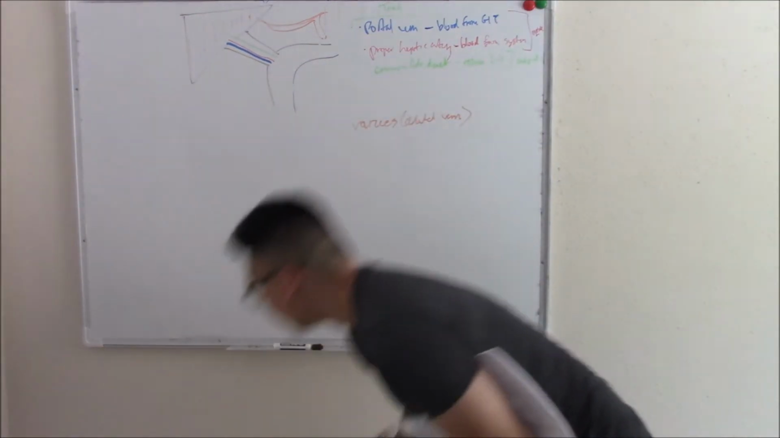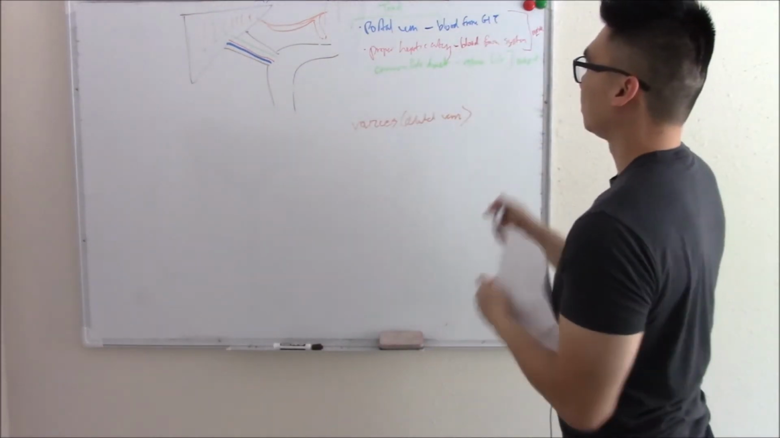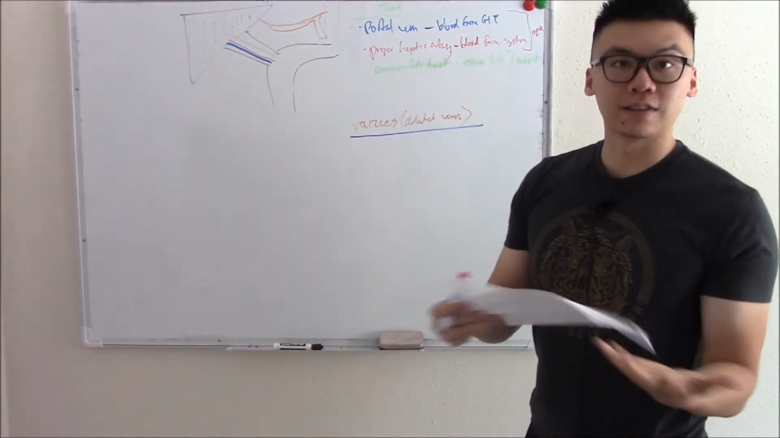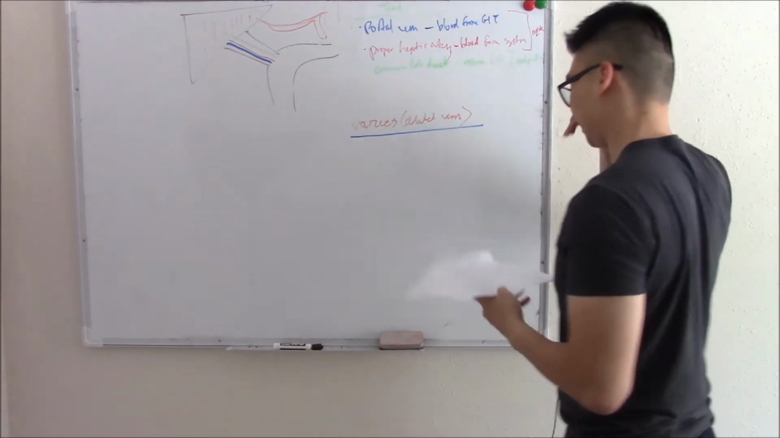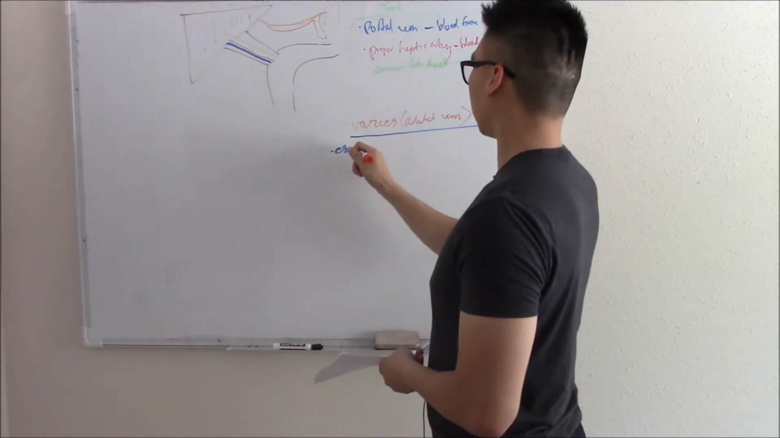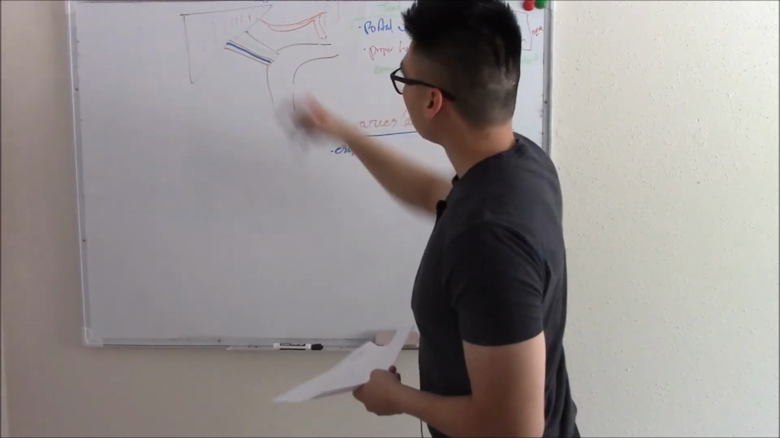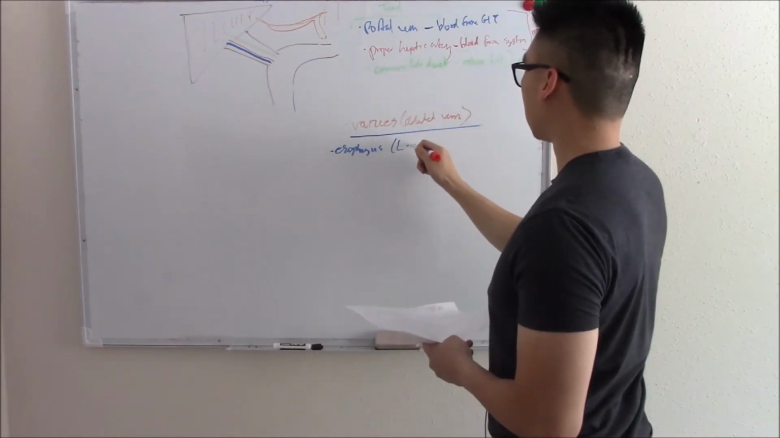And so you gotta know these little veins, these little vessels that can dilate. So in your esophagus, the vein that goes to your liver is called your left gastric.